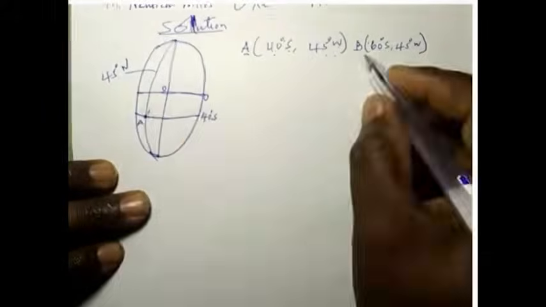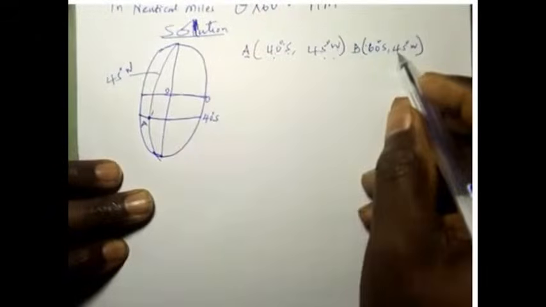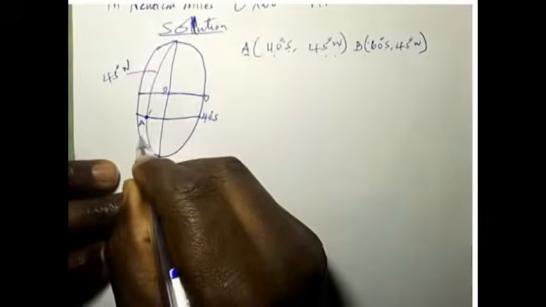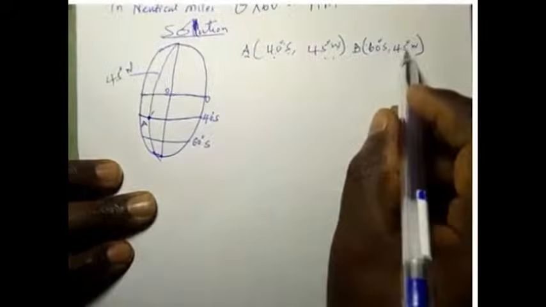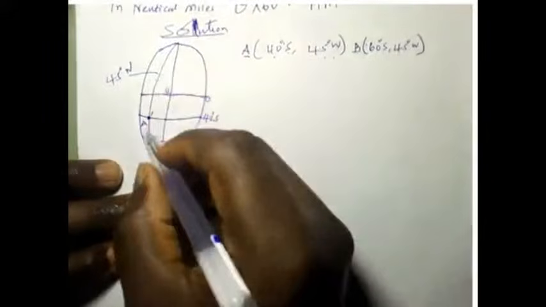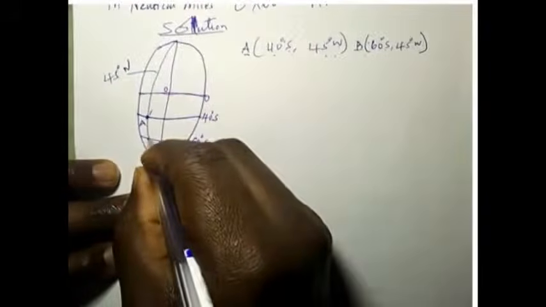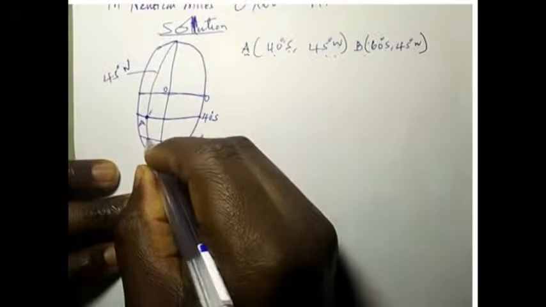And then point B is 60 degrees south. So view south 60. This is 40, so 60 will be somewhere there. Same longitude 45. This one. So it means the point is here, right? So this is point B.